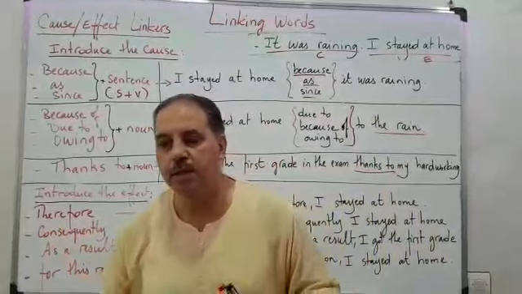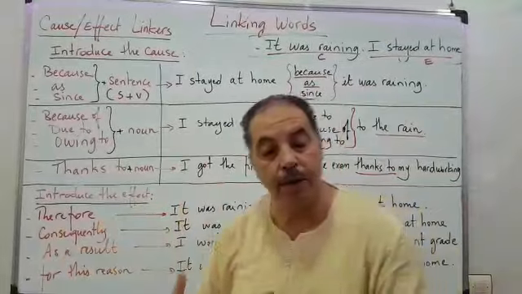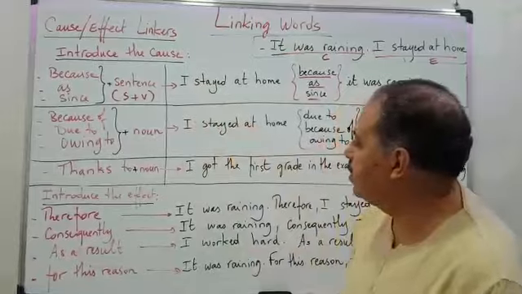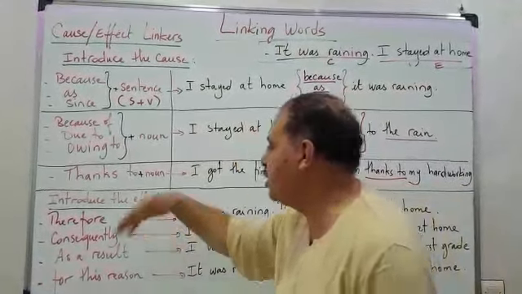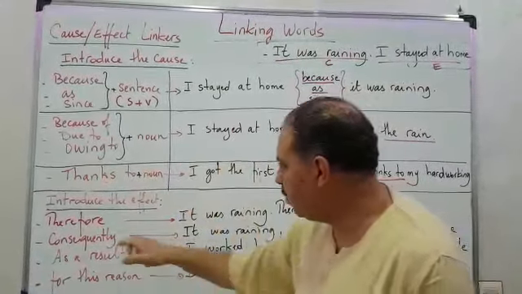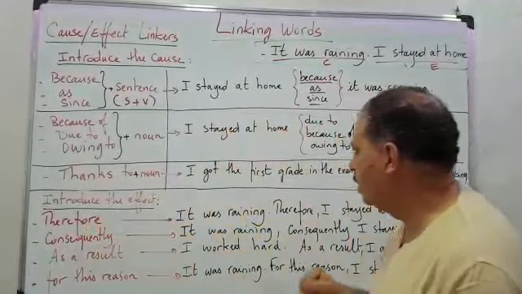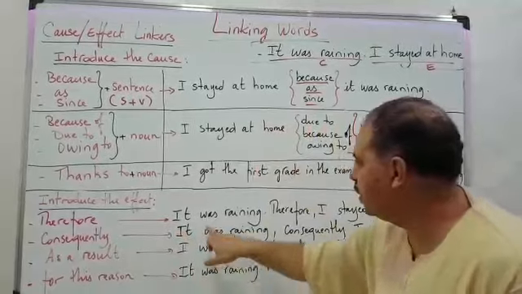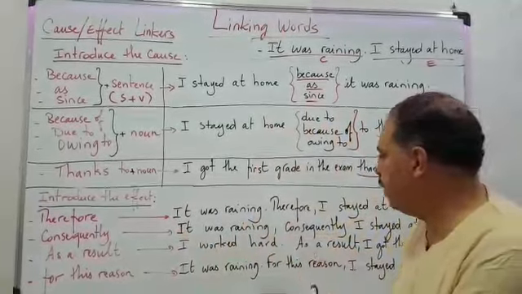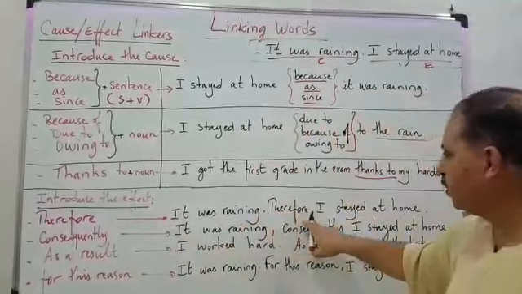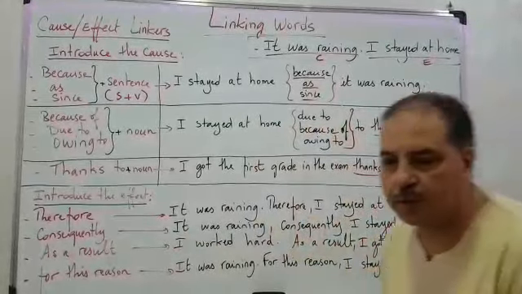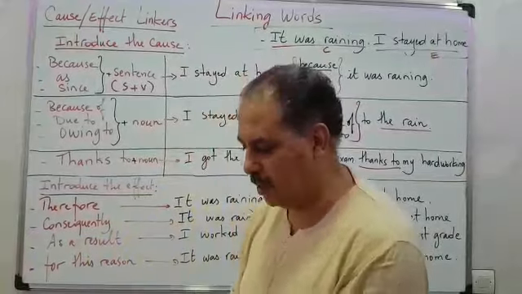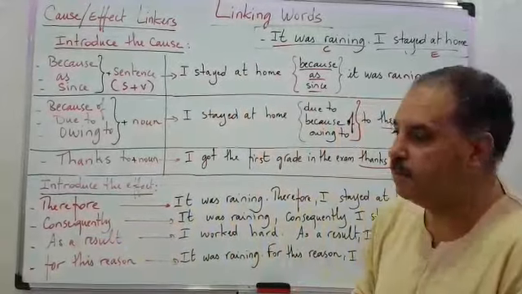So now we talk about the consequence of the cause. We have therefore. With the same sentence, look at the position of therefore. It was raining, so we have a full stop. Therefore, comma, I stayed at home. So as a consequence, okay? So we talk about لهذا السبب.